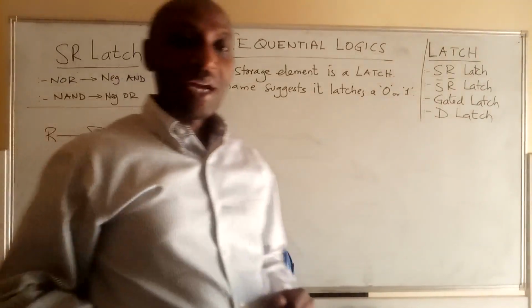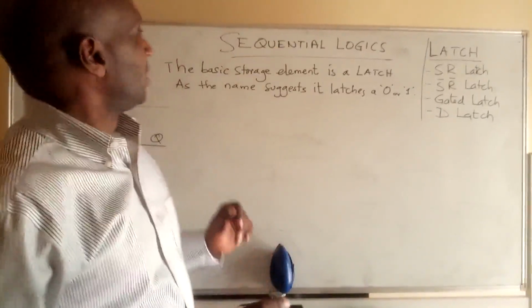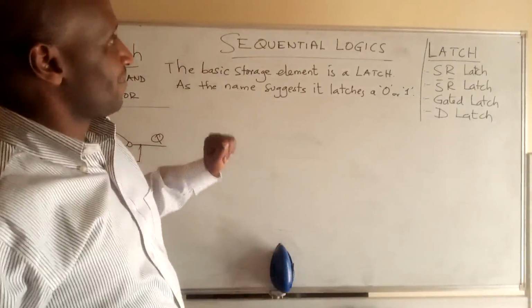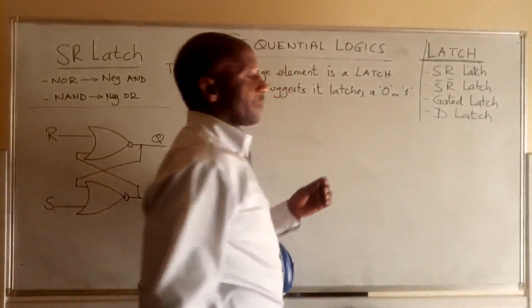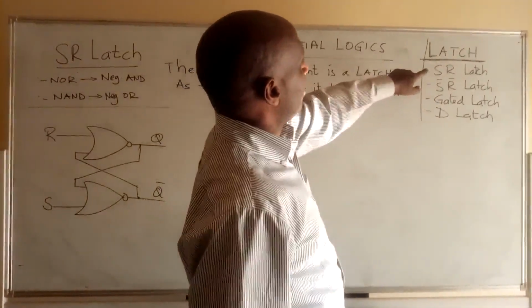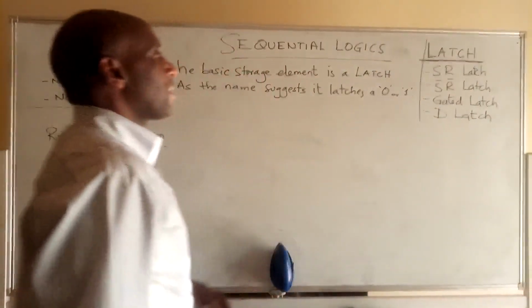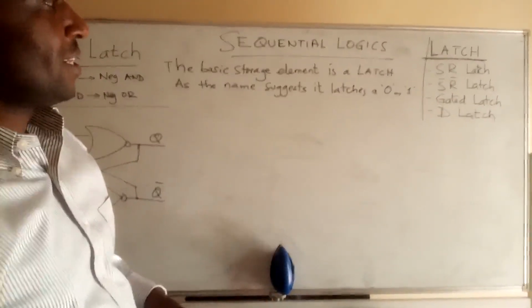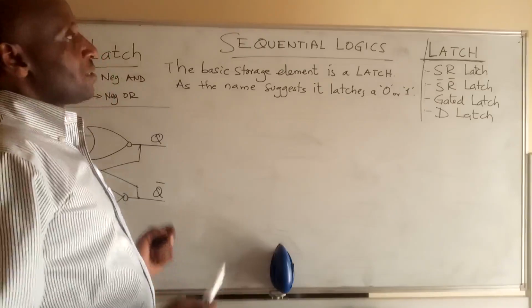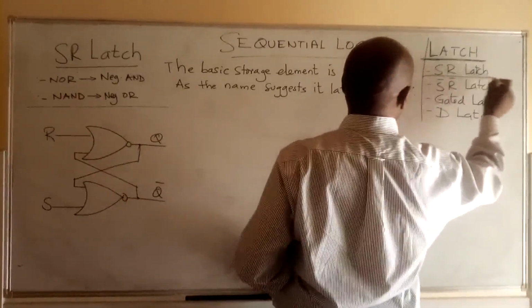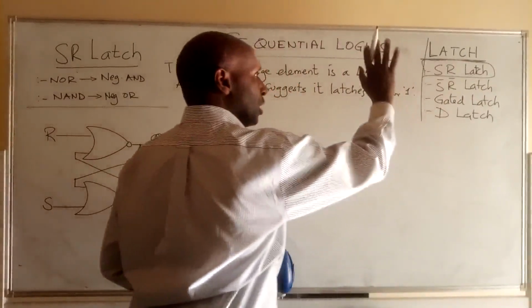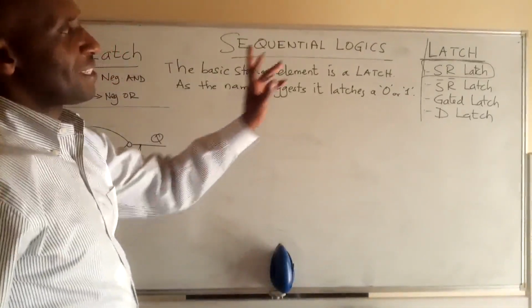So as I told you now, let us go to latches. So in latches, there are different latches. We have SR latch, we have S bar R bar latch, gated latch, and D latches. So now, if you understand the first one, definitely it will be easier for you to understand the rest.